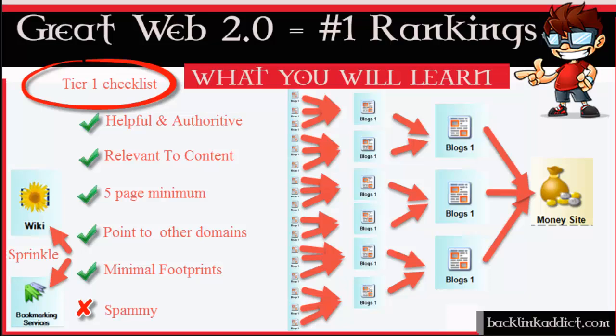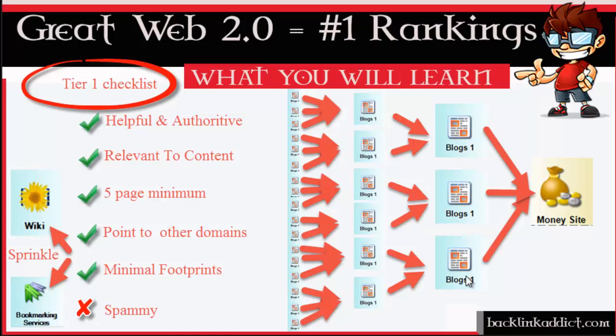First thing we want to realize before we build these blogs is we want to remember that they must be helpful and authoritative all by themselves. They must be relevant to the content on the site. They should be at least 5 pages each. They should point to other domains other than ours. So if we have a phishing site here as our main site, we've built some phishing blogs around it. We don't want to just link to our site. We want to link to other relevant phishing sites.